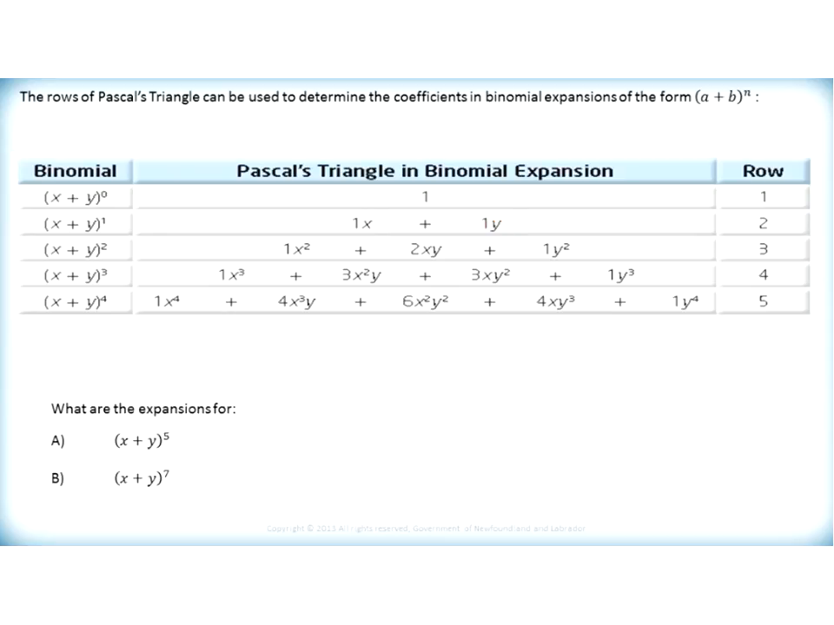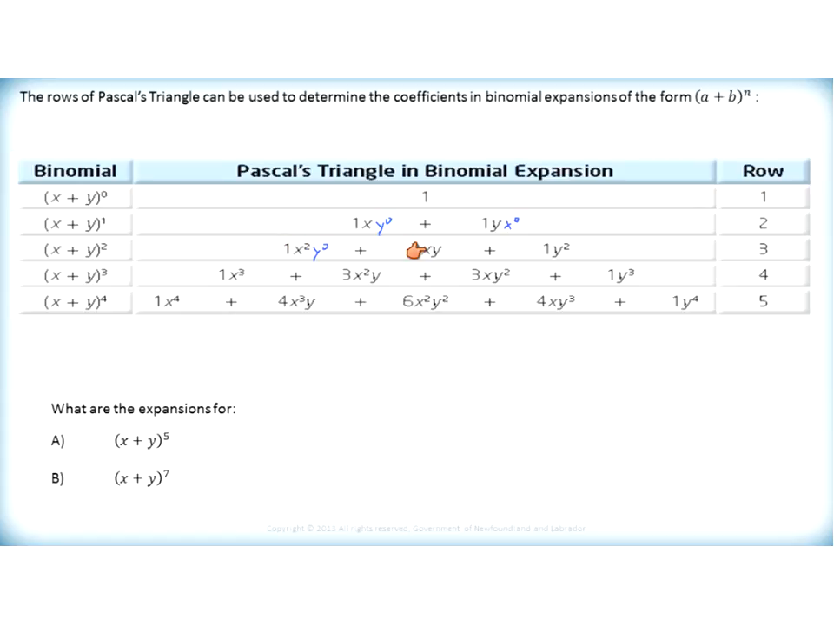Really, I could write in here y to the 0, x to the 0. I'm starting with x to the power of 1, y to the 0. I decrease my powers of x by 1, I increase my powers of y by 1. The same is happening here. Look, x plus y squared. Look at the coefficients, 1, 2, 1. I start with x squared, y to the 0. I decrease my powers of x by 1. I increase my powers of y by 1.